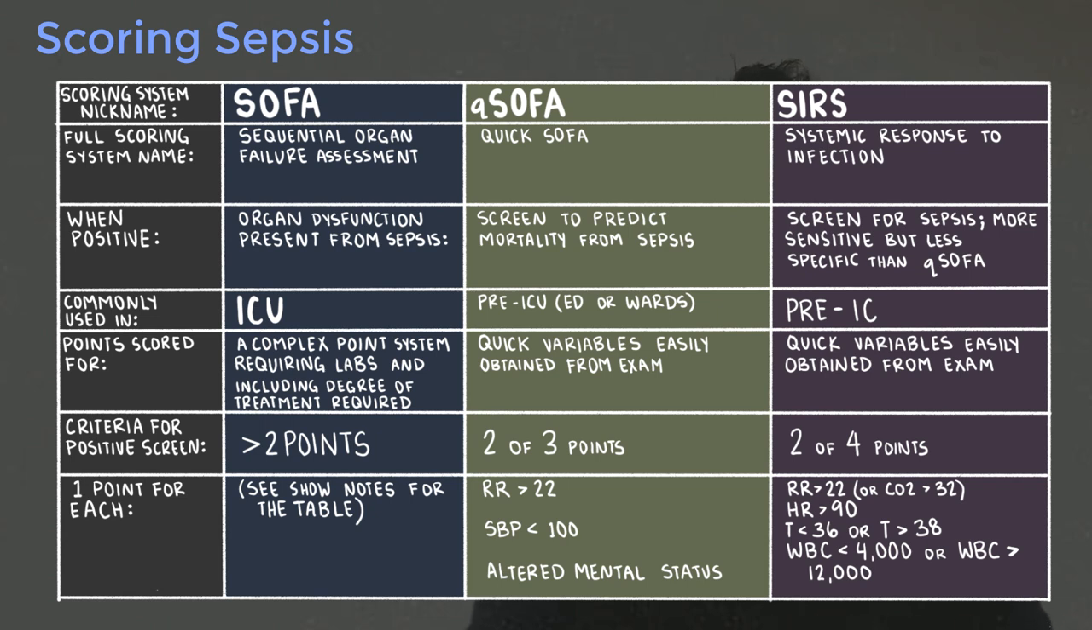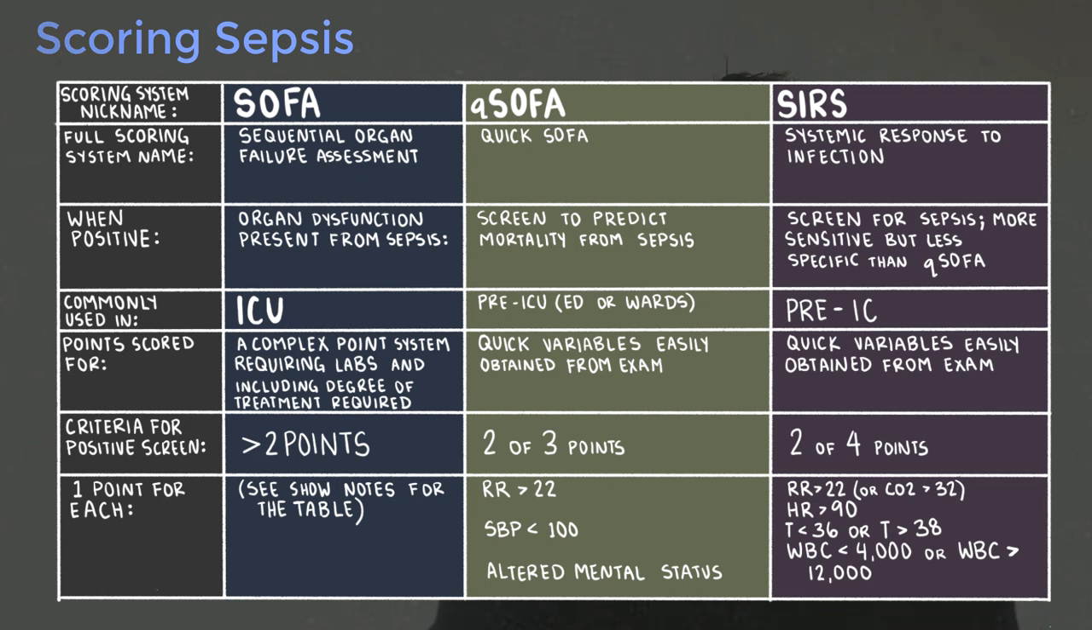All right? And then finally, the third clinical scoring system we're going to use is the SIRS criteria. This is the systemic response to infection, and it has four components: respiratory rate, heart rate, fever, and white count. The criteria are shown on the screen here. So if you have two out of these four criteria, then you're SIRS positive.